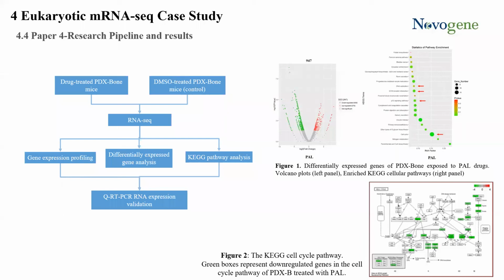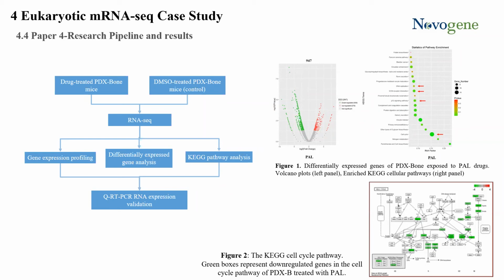Here on figure 1, we have the differentially expressed genes on the panel on the left. On the right panel, we have the enriched KEGG cellular pathways. In this figure, we can see that there are 4 major pathways that are clearly being expressed differently, with the most evident one being involved in the cell cycle.